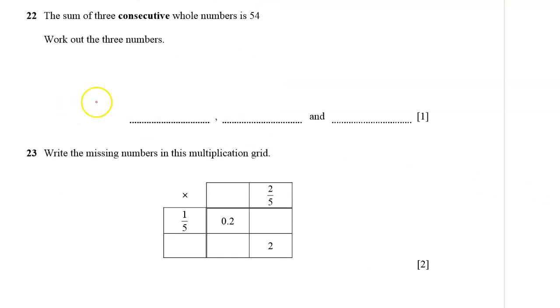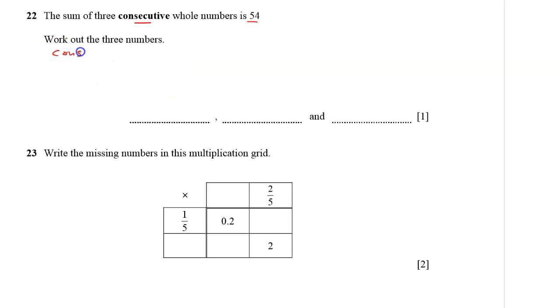Question number 22. The sum of 3 consecutive whole numbers is 54. Work out the 3 numbers. All right. Consecutive numbers means numbers that follow each other.